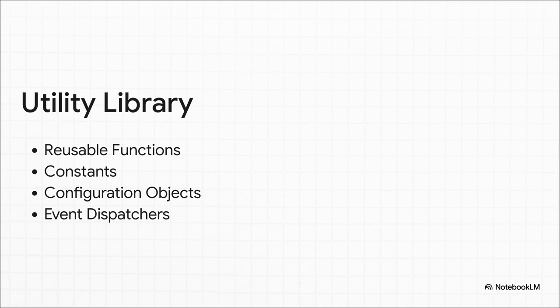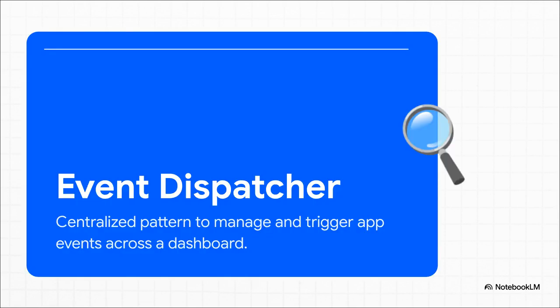You can efficiently scale features, like those dynamic cascading filters and scenario comparisons, across multiple dashboards. This saves massive amounts of development time and, crucially, ensures absolute consistency. Then we have the Event Dispatcher, which is a total game changer for enterprise applications.